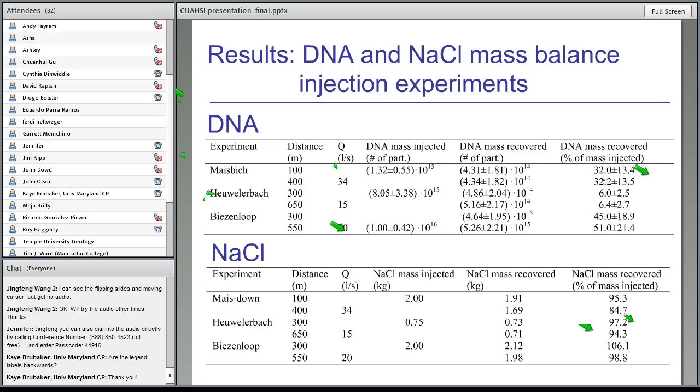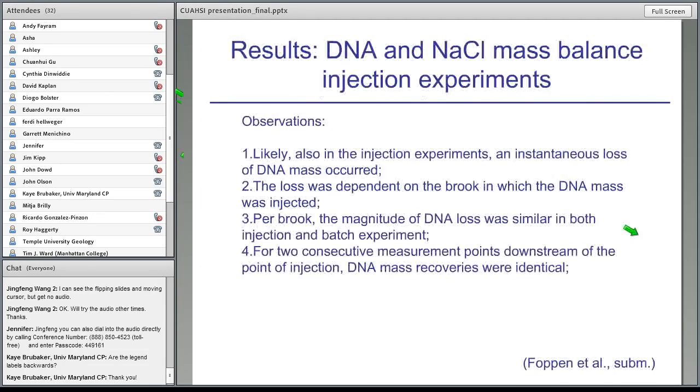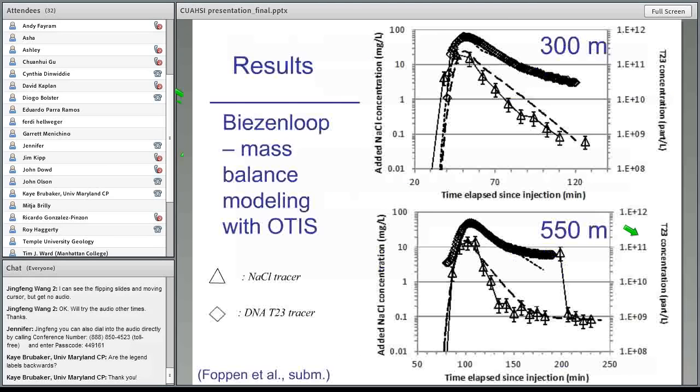And furthermore, what you also see in this mass balance is that for 2 consecutive measurement points downstream of the point of injection, the DNA mass recoveries seemed to be more or less identical. So essentially what you see here, you also see on small scale in the batch experiments that we carried out. Yes, I more or less discussed this. Okay, I think I'm more or less almost there.